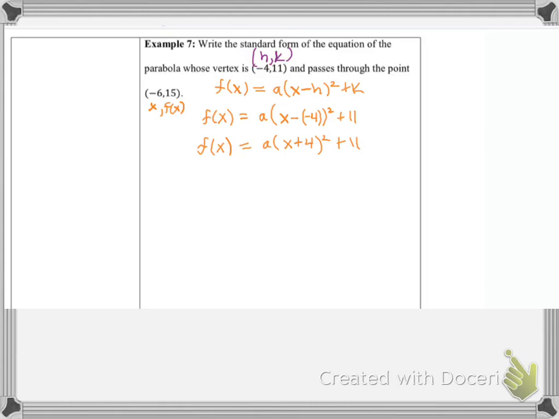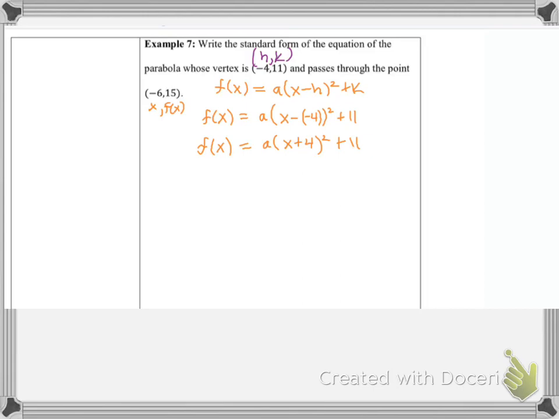Just a little side note: since that is plus 4, if you were given something in standard form and it was x plus 4, x plus 2, x plus some number, then you know the h is going to be negative, because the standard form has a minus. So if you have a negative number for your h, then when you place it in the standard form, it's going to be x plus that number. I hope that made sense. You'll have some practice problems in class.